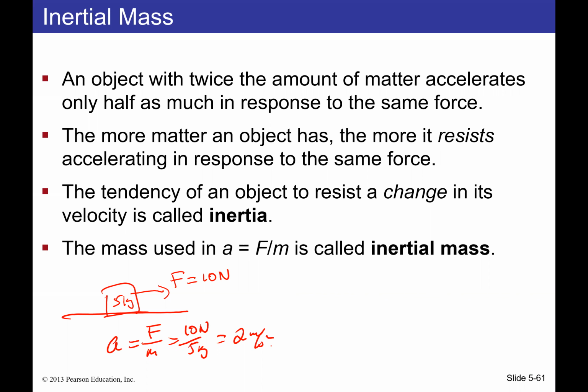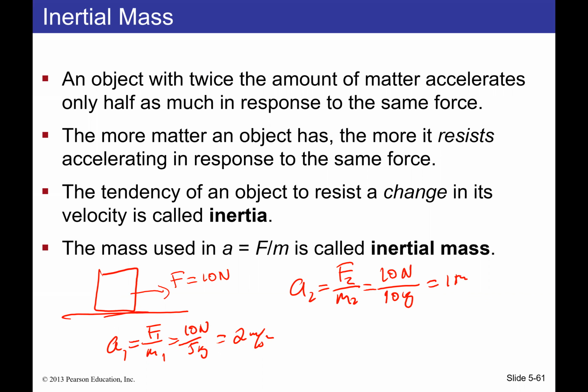But then you replace the mass with a 10 kilogram object while still applying the same force. So let's call this A1, F1, M1. Then A2 will be force 2 over mass 2. Well, force 2 is still the same 10 newtons, but mass now is 10 kilograms, double the mass. Well, then what we get here is 1 meter per second squared acceleration, right? That means the object with twice the amount of matter, which is twice the amount of mass, will have only half as much response to the same force. That means acceleration is half what it was before, because now the mass is double.